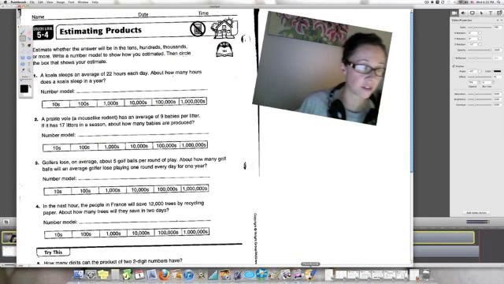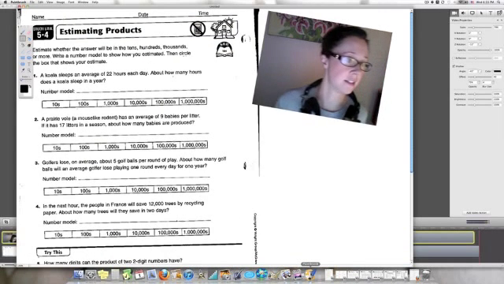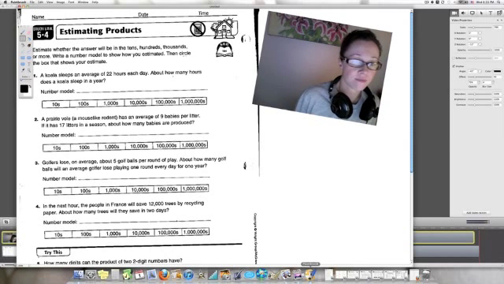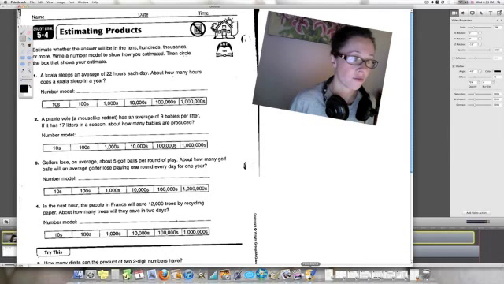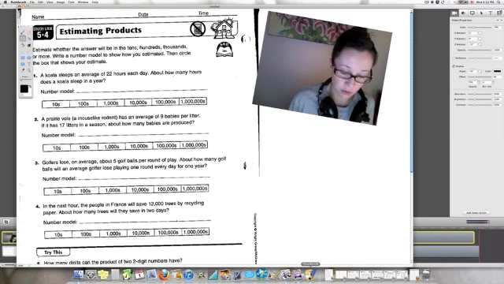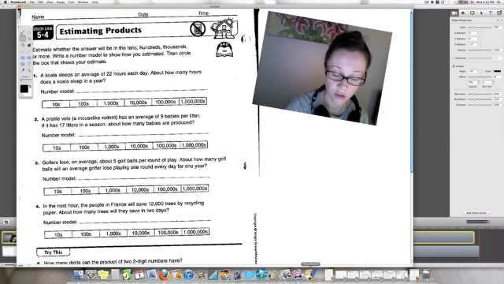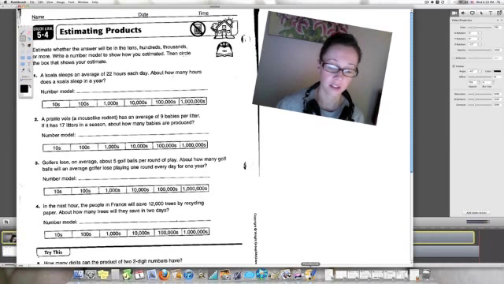Alright, 5.4, estimating products. Estimate whether the answer will be in the tens, hundreds, thousands, or more. Write a number model to show how you estimated. Circle the box that shows your estimate. You have to rethink back and remember the song that we sing in school with our place values. So ones, tens, hundreds, comma. Keep that in mind while you're doing this activity.